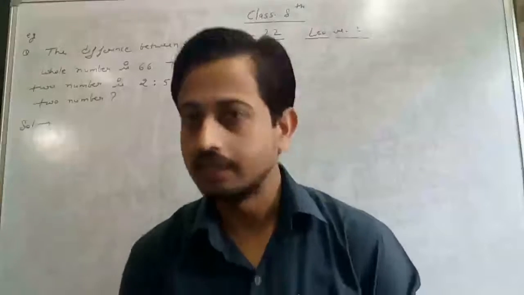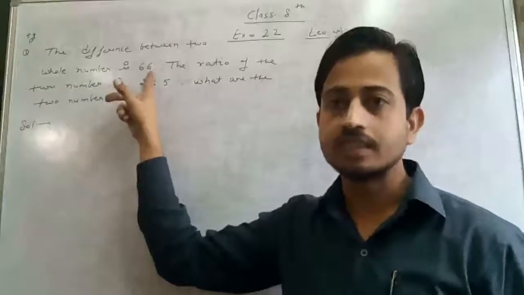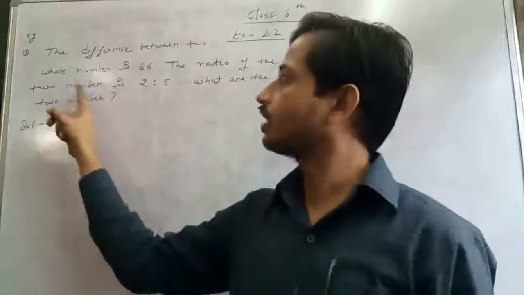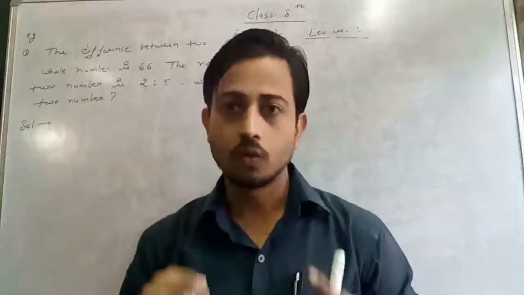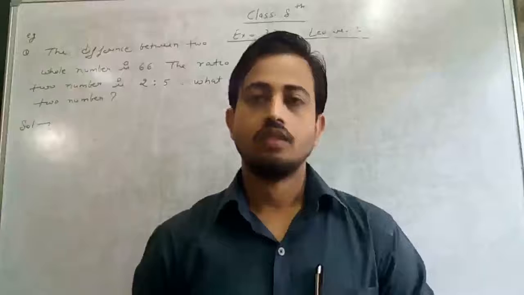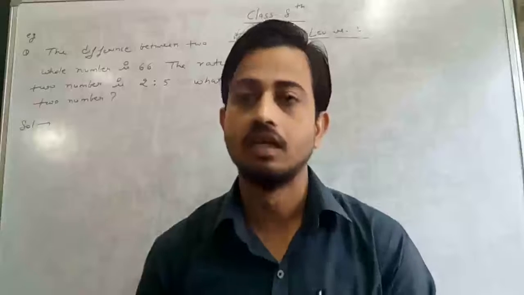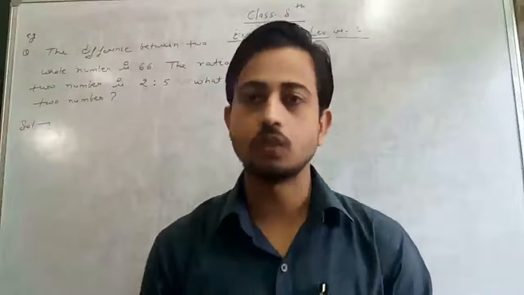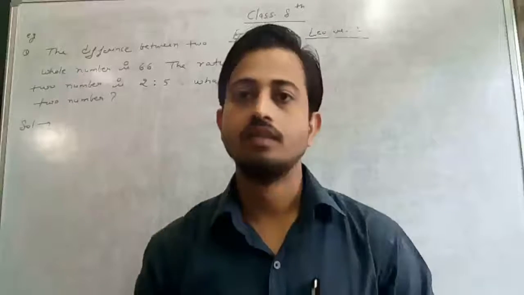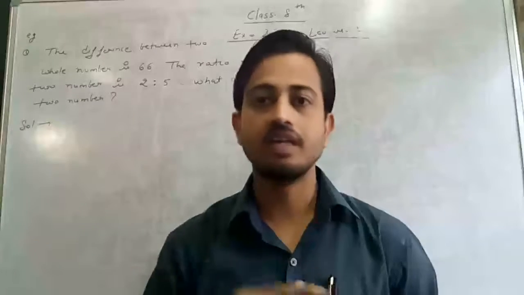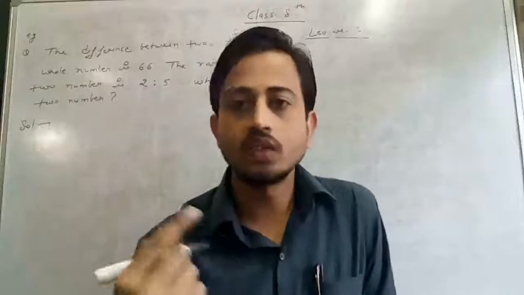Our first question is: the difference between two numbers is 66 and the ratio of the two numbers is 2:5. Firstly, in this exercise, so many questions are based on ratio. So you must be clear about the concept of ratio, what it actually says. If you are clear on what a ratio is, then you can quickly do such questions. Suppose I take the example of me and you, and we have a ratio of 1:2.